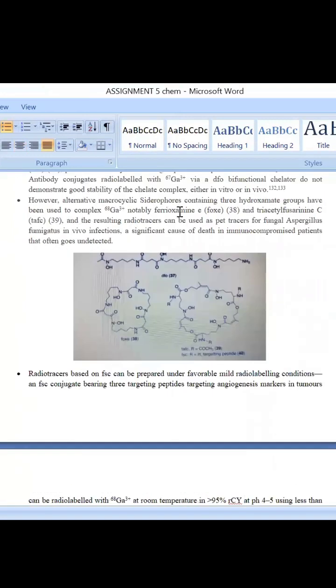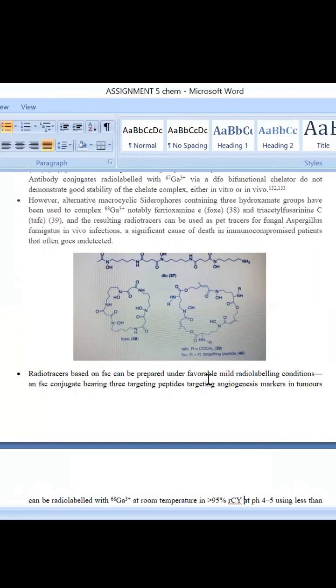However, alternatively, macrocyclic siderophores containing three hydroxamate groups have been used to complex gallium, and notably ferrioxamine E, FOXE 38, and triacetylfusarinine C, TAFC 39. The resulting radiotracers can be used as PET tracers for fungal Aspergillus fumigatus in vivo infections, a significant cause of death in immunocompromised patients that often goes undetected. Here is the structure of DFO 37, FOXE 38, and this is the structure of TAFC, R equals COCH3, 39.